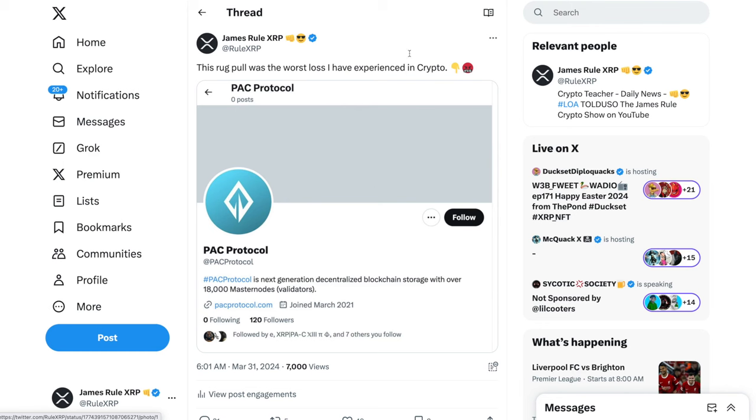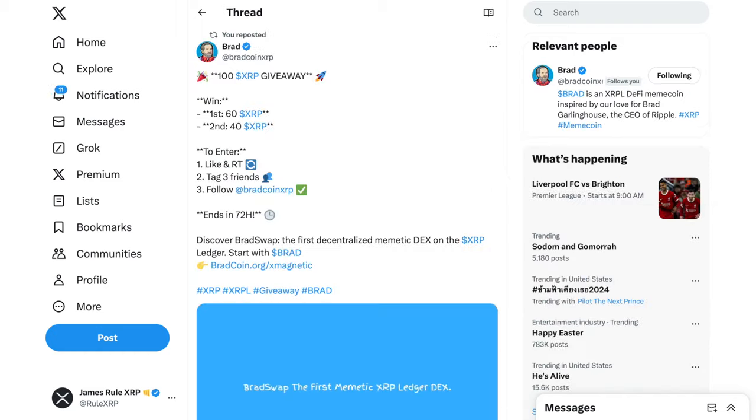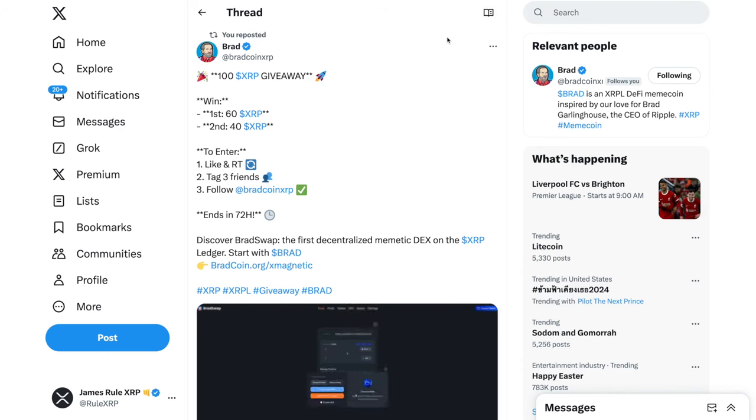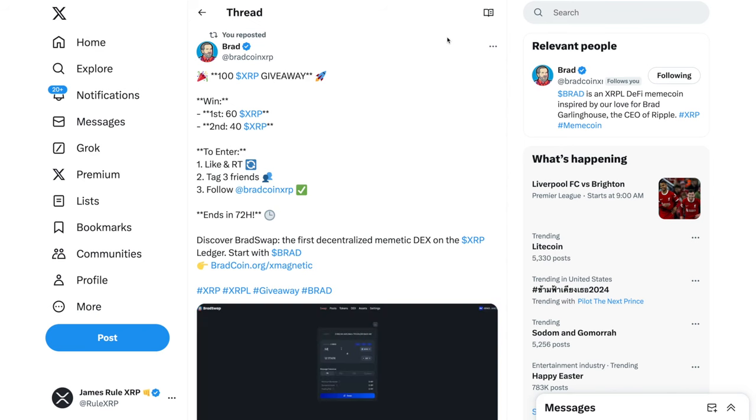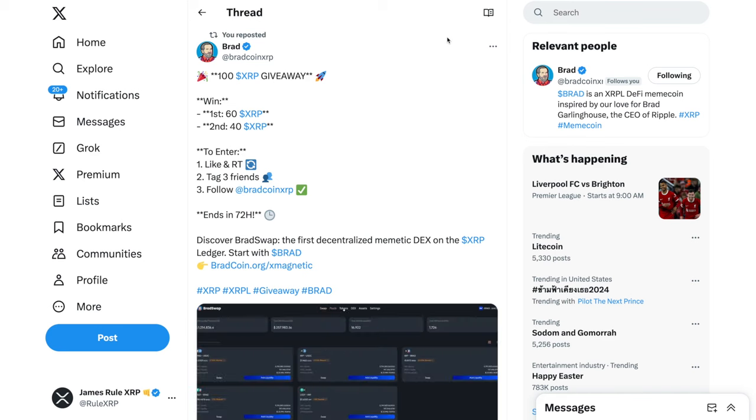Now, there is a new token on top of the XRP Ledger. These guys at BradCoinXRP run a node on the XRP Ledger. They're building a decentralized exchange on the XRP Ledger. They're going to have liquidity pools with automated market makers. And they are legit. I've actually chatted with the guys. They are XRP-centric. And it's kind of cool that Brad Garlinghouse is the CEO of Ripple.